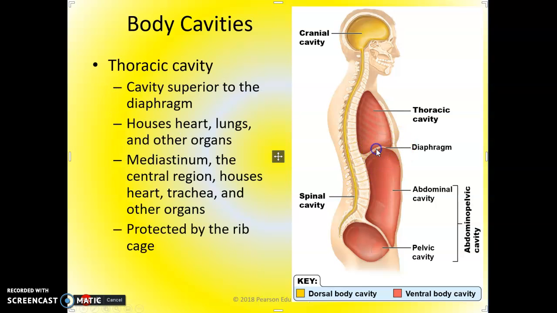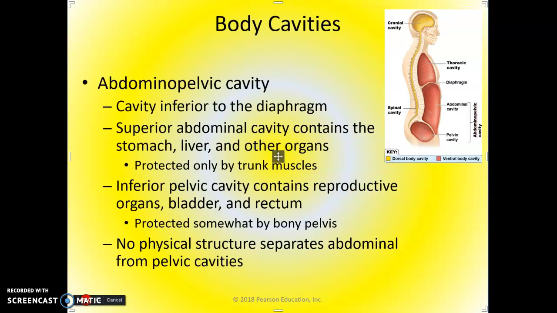The thoracic cavity is superior to the diaphragm, containing the heart, lungs, and organs. There's something called the mediastinum, which is the central region, this area here. It houses the heart, the trachea, and other organs across there. It's protected by the rib cage. So the mediastinum is the middle part if you're looking at a person from the front, underneath the sternum, essentially, around that area.